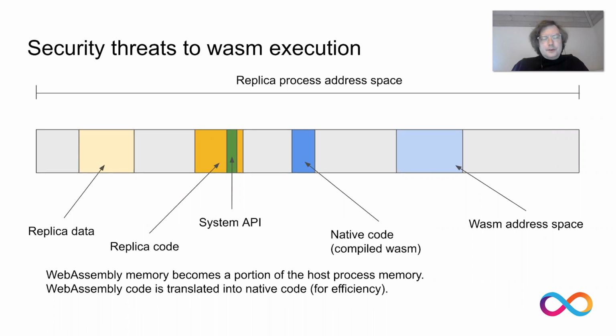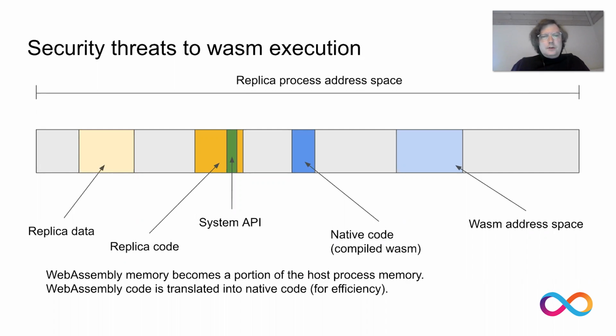Let's take a look at how the execution of the Wasm actually happens inside the replica. The organization of the replica as a process looks, in simplified form, as follows on this slide. Inside the process address space, we have on the one hand the replica code and the replica data. This is all the private data that the replica needs to maintain. This also includes, for example, secret keys and other things that the replica needs to operate.